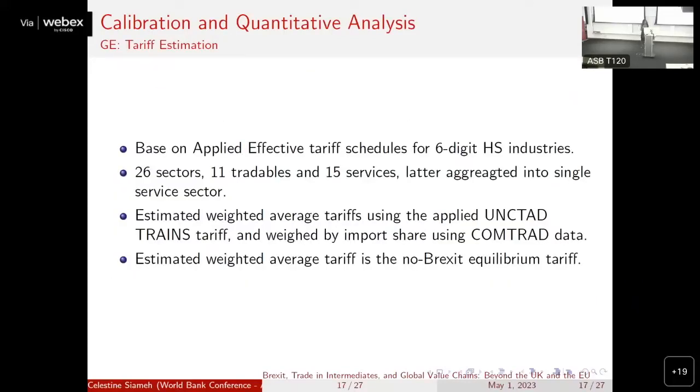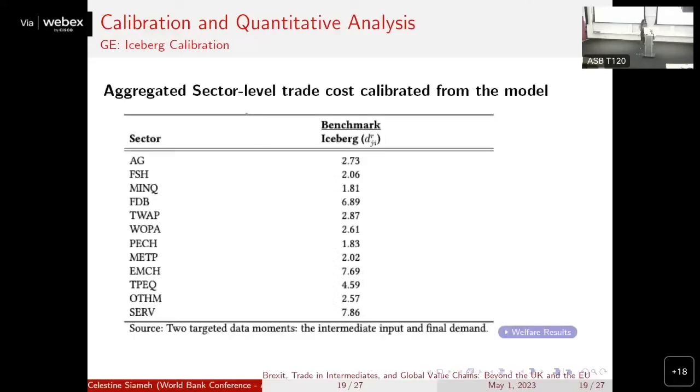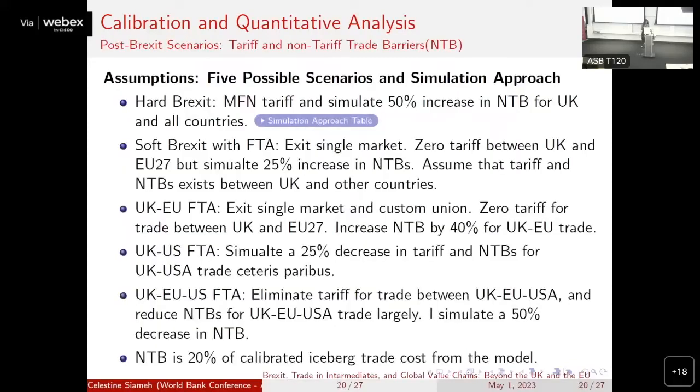So this is the estimation of the tariff. I already talked about using the UN Comtrade data, the WTO data and the country data. So this is the iceberg calibration. I look at an over-identified estimation whereby I have two data moments and two model moments, which calibrate just one set of parameters, that is the iceberg trade cost. The job here was to match the two data moments, which are the intermediate input of the input-output matrix and the final demand, with the total value of import values for inputs and final goods. So this is the calibrated iceberg trade cost that I came up with.